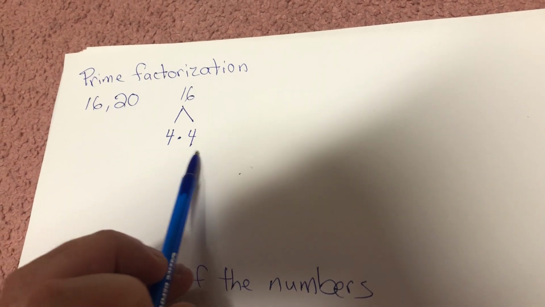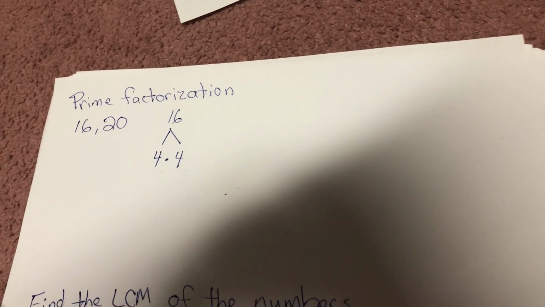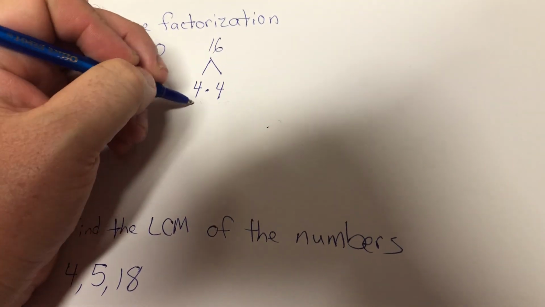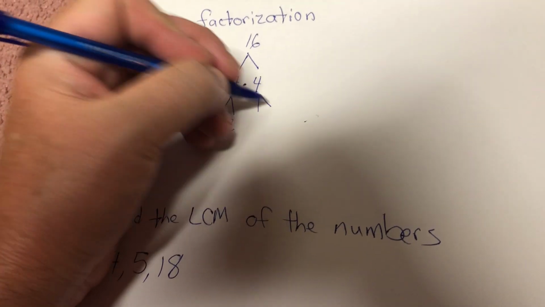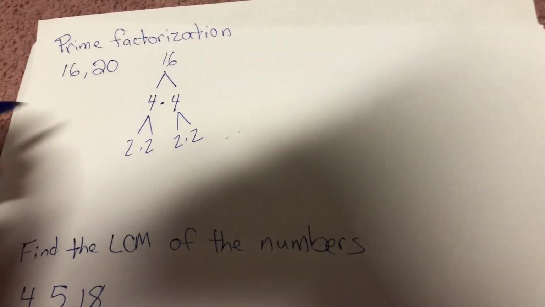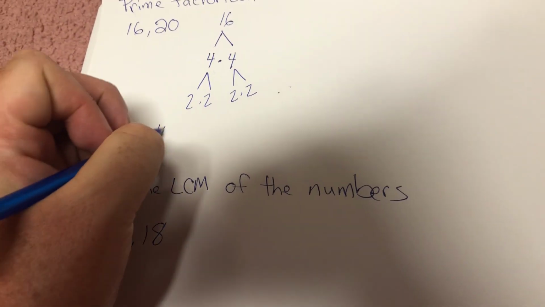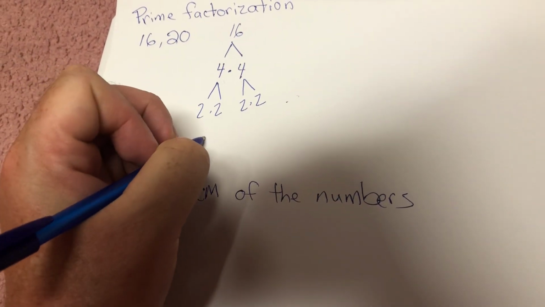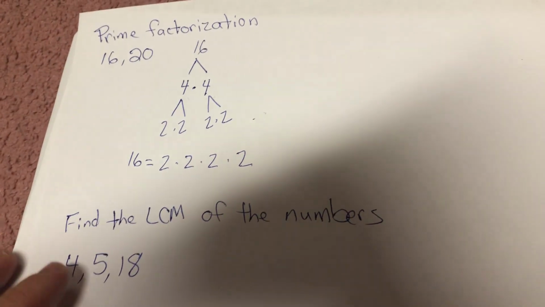Now, 4 is not a prime number, okay, because 2 can also go into 4. And we know that 4 can be divided up as 2 times 2. And sure enough, I end up with 16 equals 2 times 2 times 2 times 2.